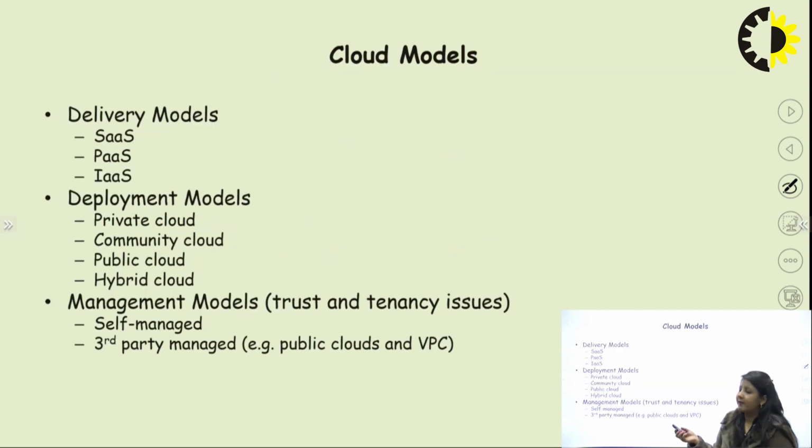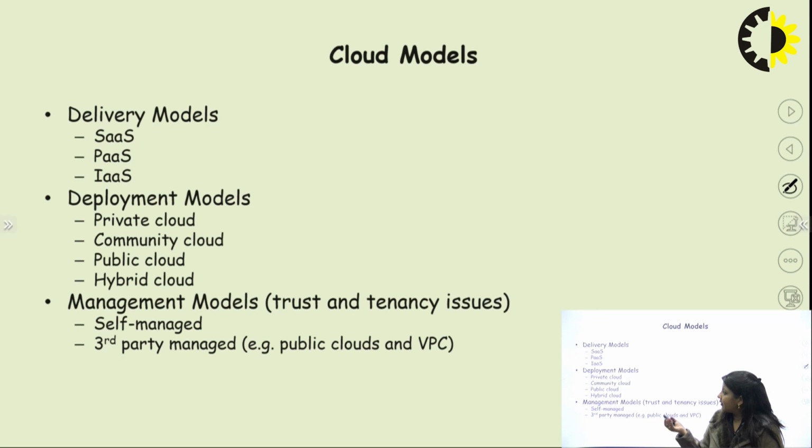So what about the cloud models? What are the different cloud models? There are three delivery models, as we all know: software as a service, platform as a service, and infrastructure as a service. These are the three delivery models. This depends on the customer, what kind of service the customer wants to take, and there are certain deployment models like private cloud, community cloud, public cloud, and hybrid cloud.